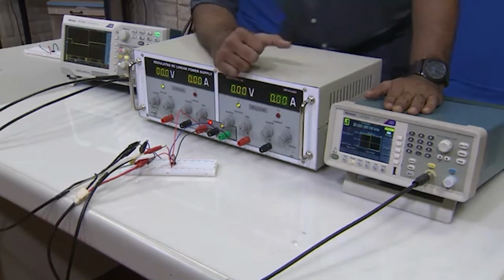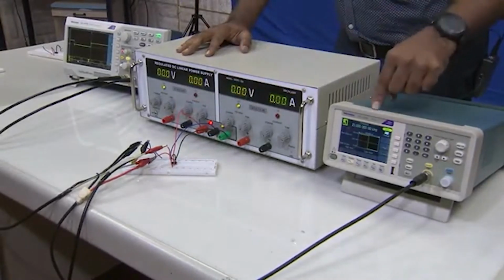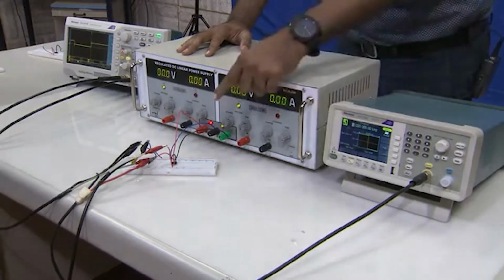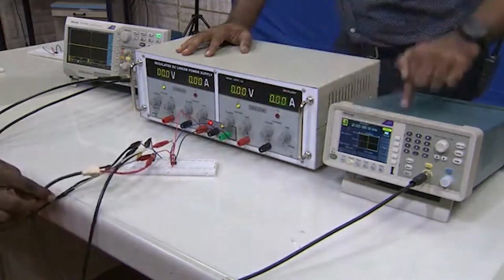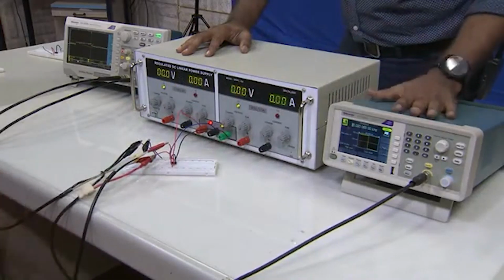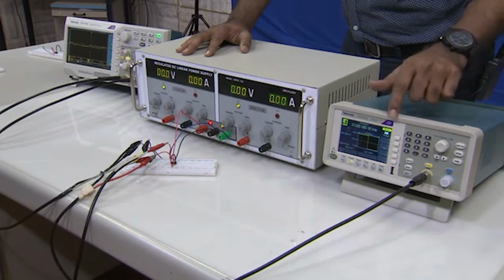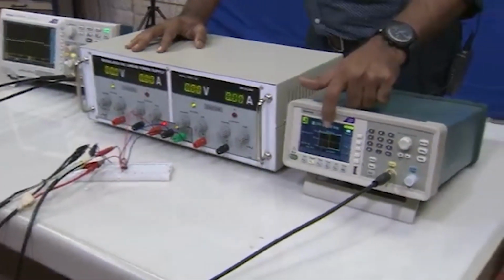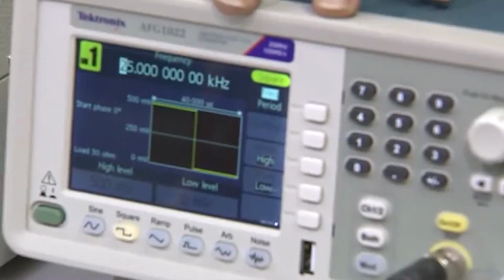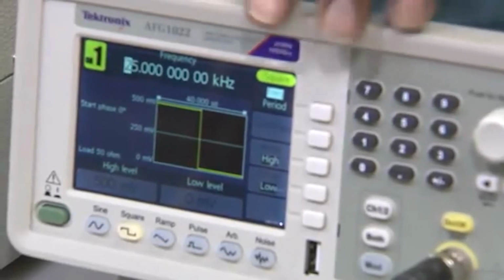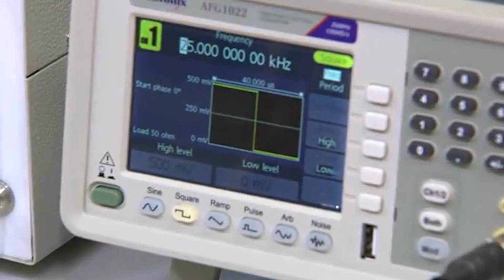Alright. What we have done here is connected the function generator to the operational amplifier. The signals are here, where he is holding the probe, and this probe is connected to the function generator. If you closely see the function generator, you can see that we have applied 25 kilohertz, as you can see on the screen. This is a square wave that we have applied, and it is at 25 kilohertz.